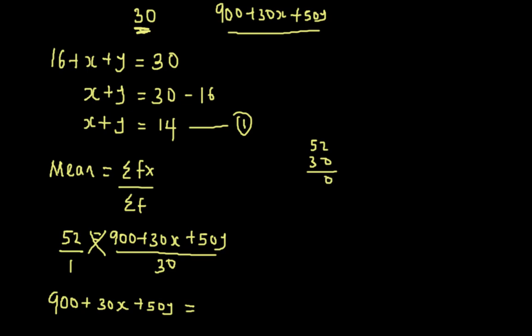0 times 2 is 0. 0 times 5 is 0. 3 times 2 is 6. 3 times 5 is 15. So we have 1560. Does this make sense? We collect like terms. 900 goes to meet 1560. Let's solve the remaining somewhere up.